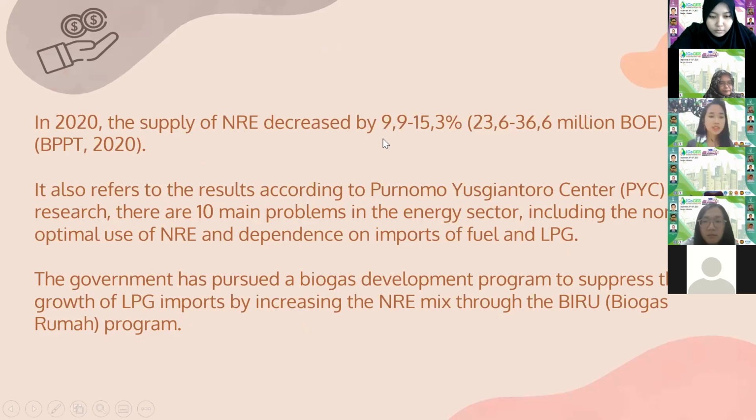And in 2020, the supply of NRE decreased by 9.9 to 15.3%. It also refers to the research result of the PUAC. There are 10 main problems in the energy sector, including the non-optimal use of NRE and dependence on imports of fuel and LPG. So the government has pursued a biogas development program to suppress the growth of LPG imports by increasing NRE, namely the BIRU program. BIRU is Biogas Rumah.